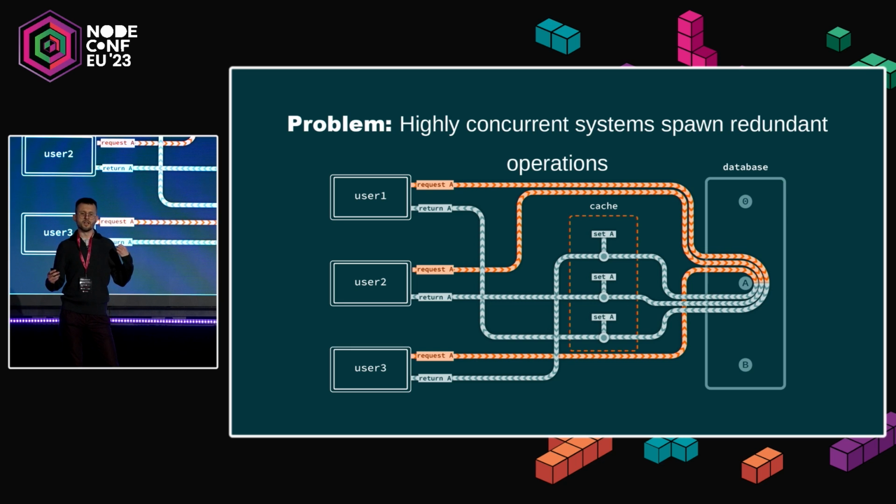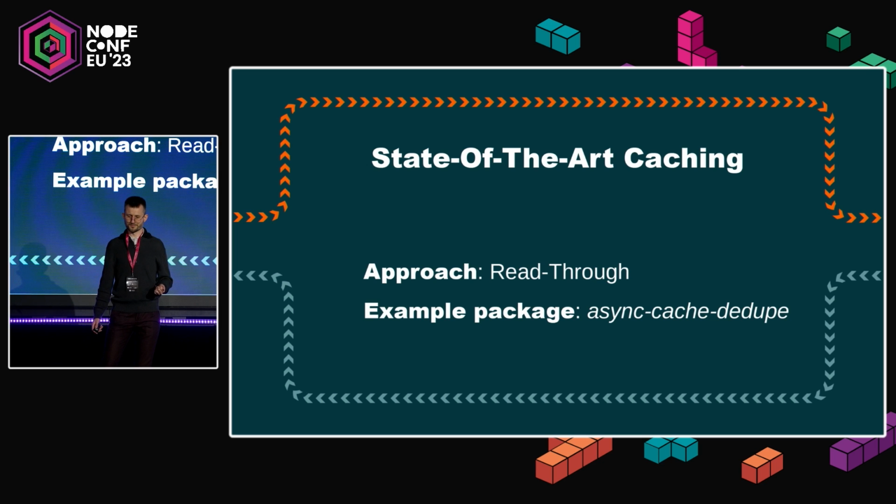So how do we avoid this kind of effort duplication in a high-load system? The answer is read through caches. Probably the most mature solution in the Node.js space, which you definitely should at least give a try if you haven't already, is the async-cache-dedupe library implemented by one and only Matteo Collina.